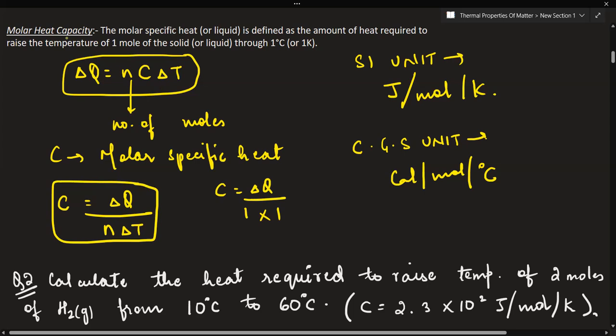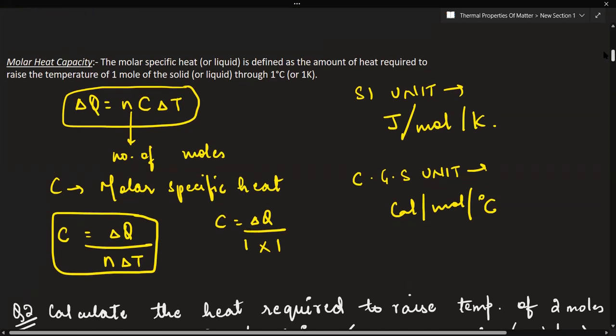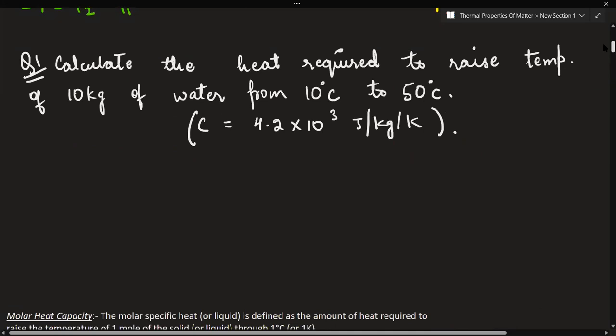It's just that molar heat capacity is specifically for 1 mole, and specific heat capacity was specifically for 1 kg of a substance. So in case of SI unit, since mass is omitted over here, instead of getting joules per kg per Kelvin, we'll be getting joules per mole per Kelvin. And similarly, the CGS unit will be calorie instead of joules, mole will remain the same, and instead of Kelvin, we'll be having degree Celsius. So these are two quantities, molar heat capacity and specific heat capacity.